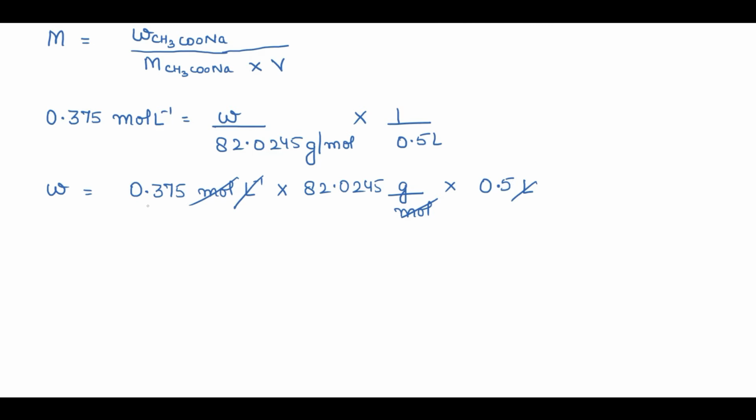When you multiply 0.375 with 82.0245 and 0.5, your answer is 15.38 gram. That means 15.38 gram of sodium acetate when dissolved in 500 ml of the solution, it will form 0.375 molar solution.